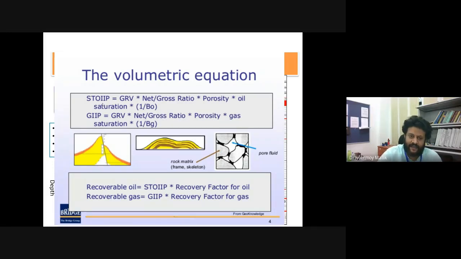So that is my net to gross, multiplied by porosity, multiplied by oil saturation. Oil saturation means 1 minus SW, right? Because what we generally find from the resistivity log is SW, the water saturation. Then oil saturation is 1 minus SW, multiplied by 1 by BO. BO is essentially the expansion factor.